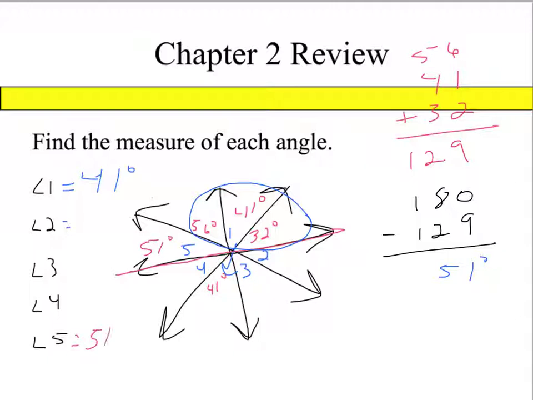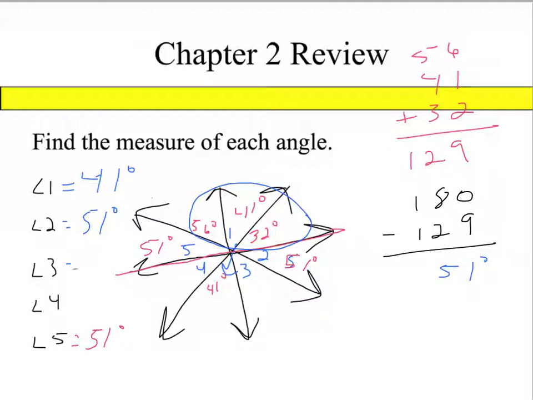Found angle 5. Very easy, right? Because I just subtracted those three angles from 180 degrees. But I also found angle 2. Those two are vertical angles. Because 5 and 2 are vertical angles, they're on the opposite side of that point there. Angle 2 is also 51 degrees. That's how we say 51. 51 degrees. Sweet. Okay, not done yet.